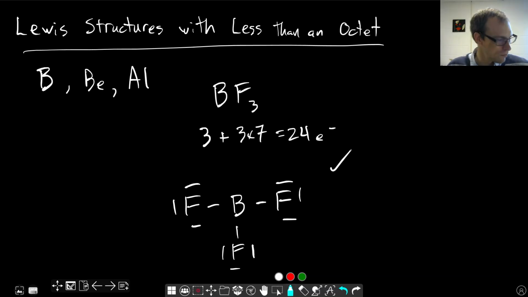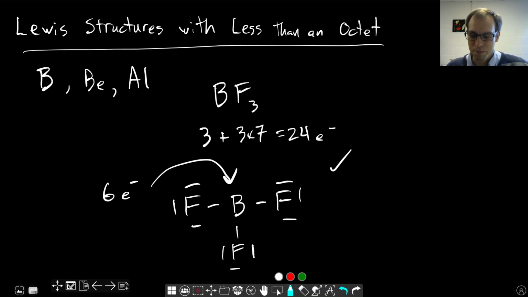We're not quite done, though, actually. We'll talk a little bit more about this. This is an example of the opposite of what we saw in the last video. All the fluorines are happy. They have their octets. Generally, fluorine is one of those that doesn't break the octet rule. But boron, on the other hand, only has 6 electrons around it.